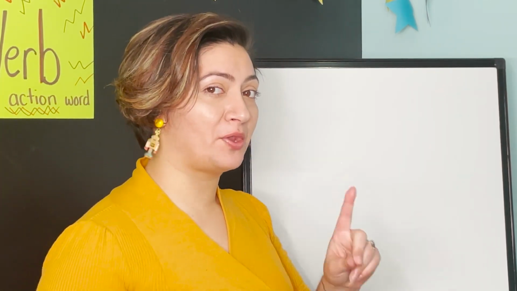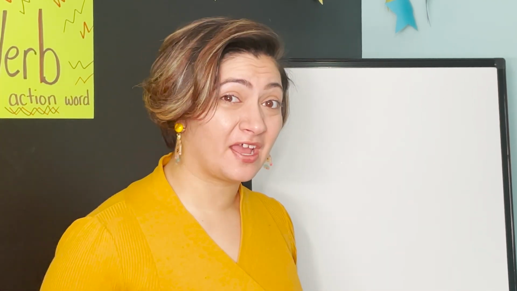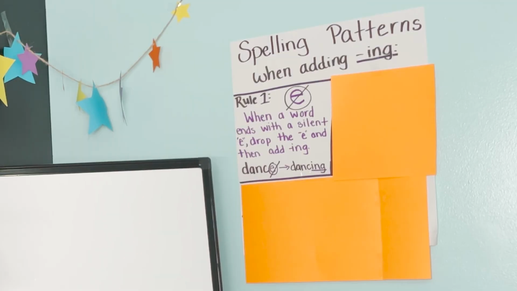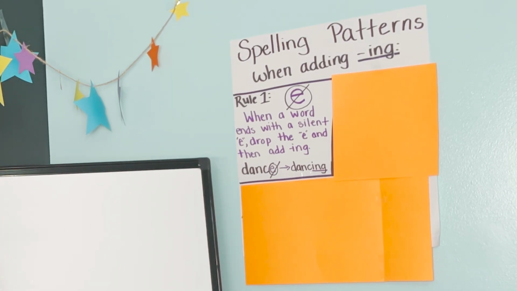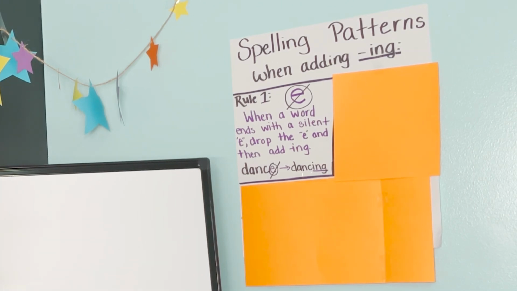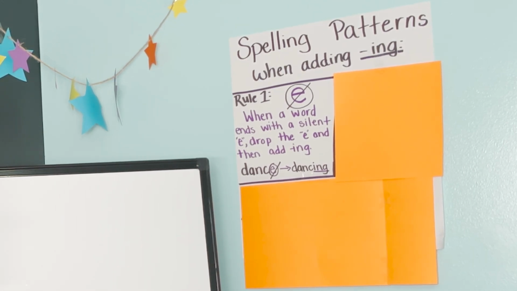We're going to do one rule at a time. Miss ZK is going to show you how it's done. I'll need your help for the second one, and then I want you to try it on your own. Let's see if you can get it. Our first rule is when a word ends with a silent E, we're going to drop the E, and then we can add ing. There's an example there. It says dance. Dance ends with a silent E. So we have to take away the E, and then we can add ing, and our word becomes dancing.